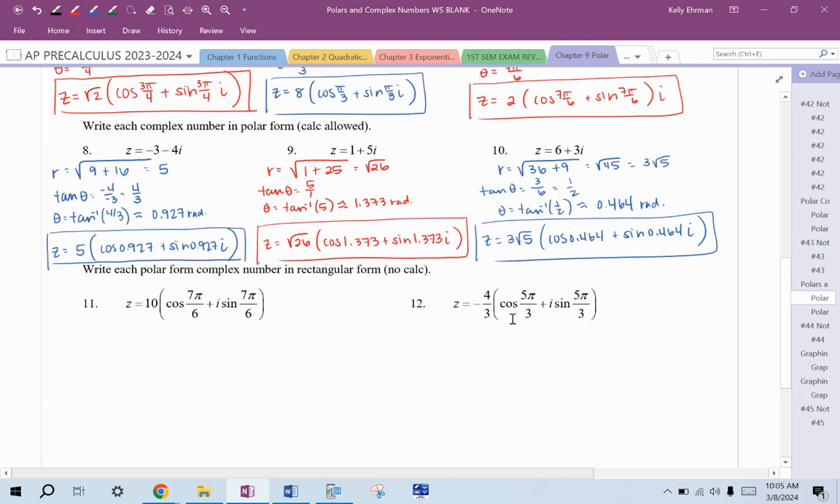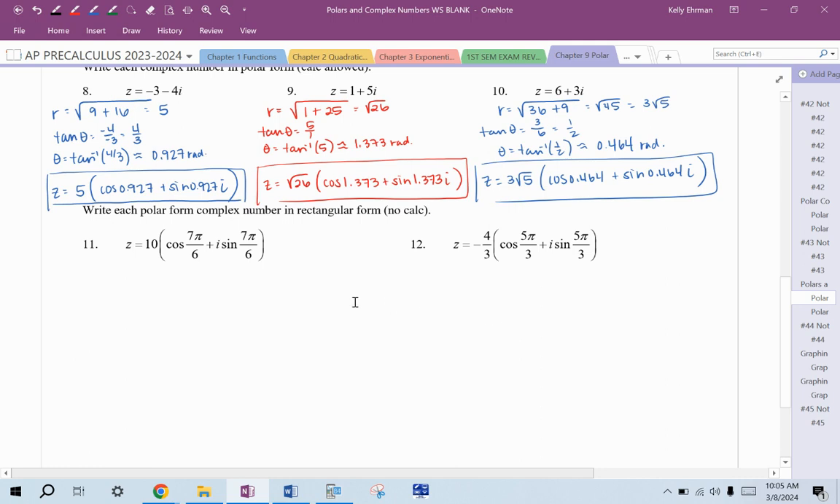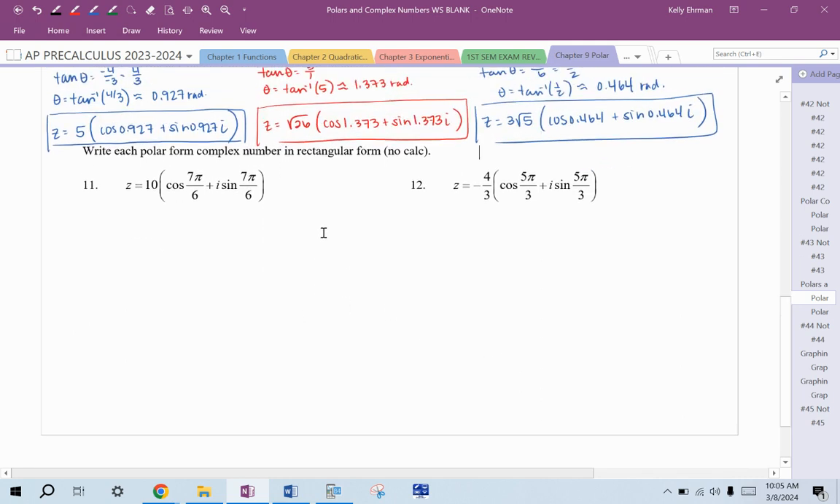All right, we're back to no calc. Write each polar form complex number in its rectangular form. So remember, these are the easy ones. You're just trying to get z equals a plus bi. So basically just do math. Simplify these like we would unit circle trig and then see what you get.